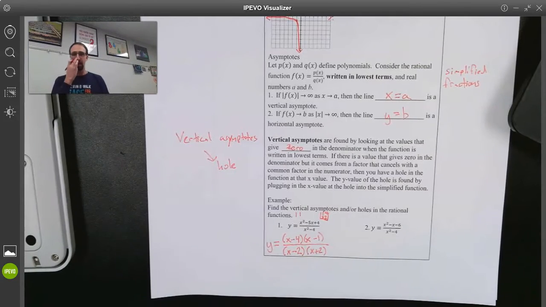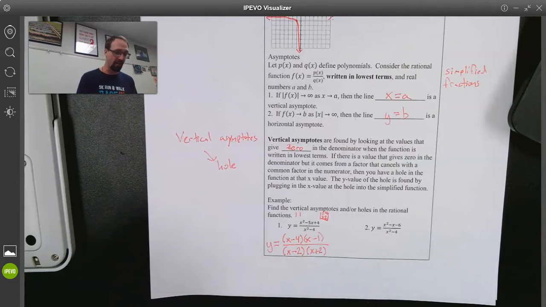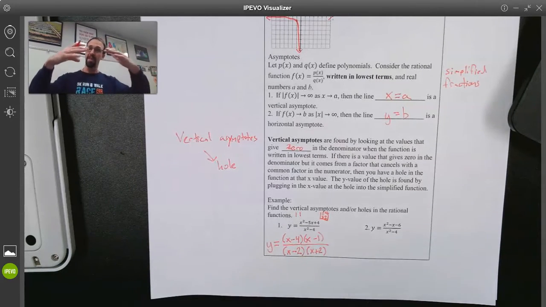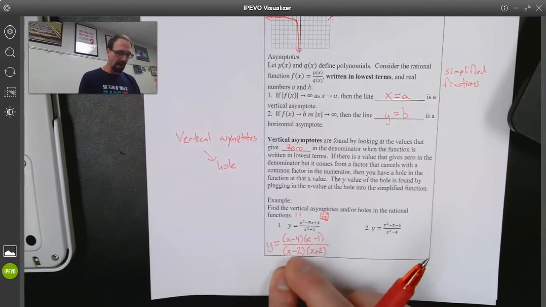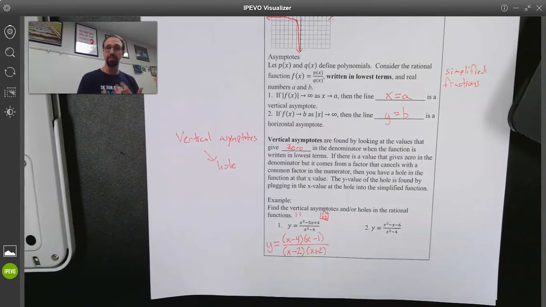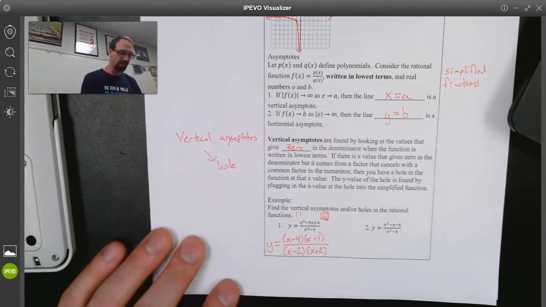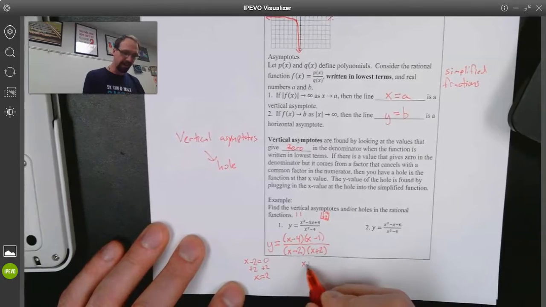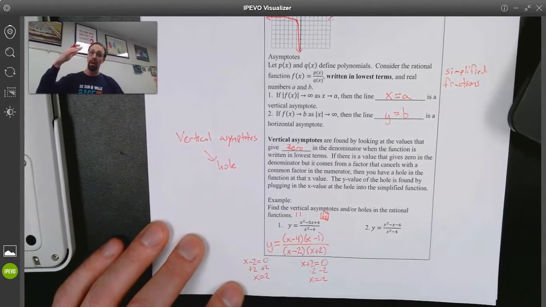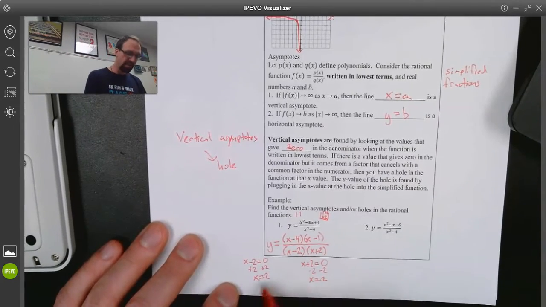So in this case, you don't have a factor that cancels the numerator and the denominator. So what you have is just a vertical asymptote. So remember, vertical asymptote, and then a specific case is the hole. To find vertical asymptotes, you just set your denominator equal to 0, and that tells you the equation of the line of the vertical asymptote. If I set x minus 2 equal to 0 and solve, I get x equals 2. If I set x plus 2 equal to 0 and solve, I get x equals negative 2. So these are vertical lines, and these are the vertical asymptotes.